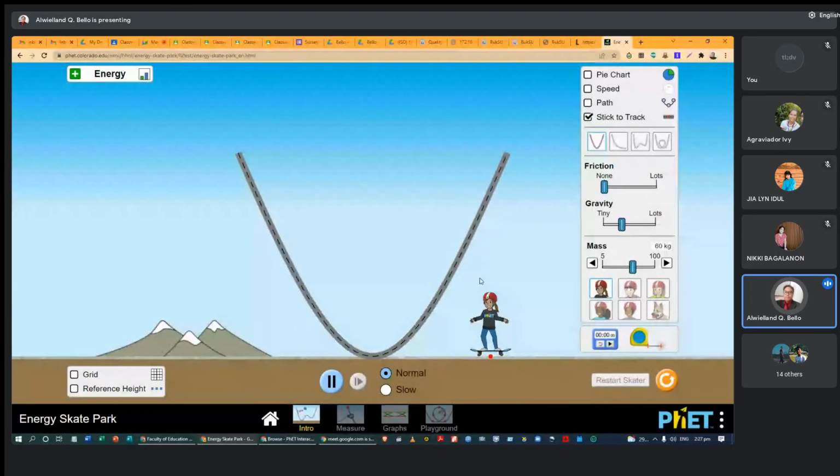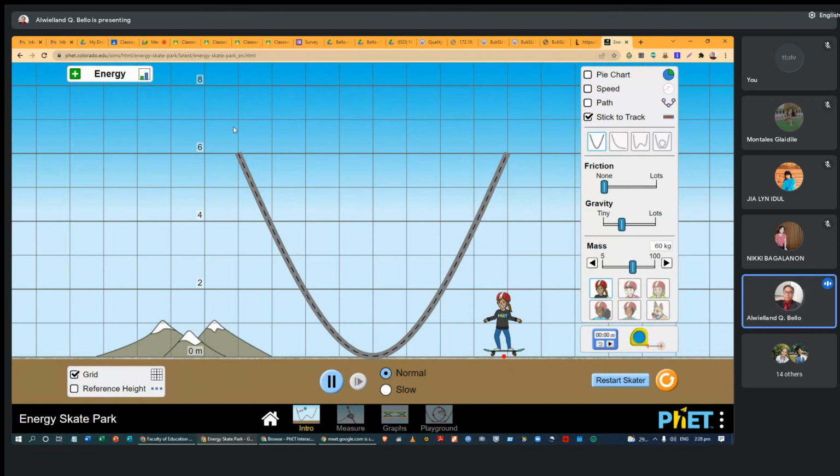Okay, class, can you see my screen? Yes, sir. Clear? Okay. This is what I am telling you about, the energy skate park. You can make use of this to simulate your kinetic energy, potential energy, as well as the work energy theorem. For example, this person standing on the skate park, you can add a grid so that you can see the height, the altitude.